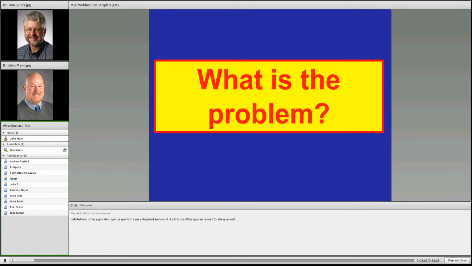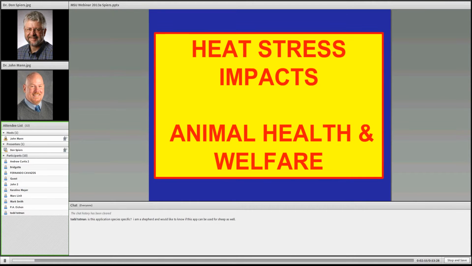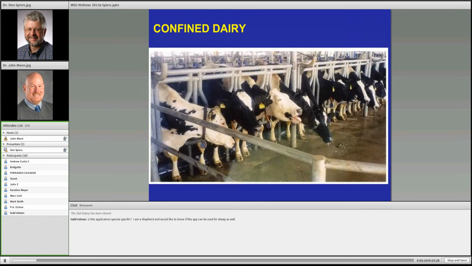So the first question is, what's the problem? What is the problem with heat stress as we know it? We know that heat stress has a major impact on almost all sorts of animals, from the standpoint of the animal's health and welfare, and how it affects the productivity and the comfort of the animal is also of much importance when trying to look at the effect of heat stress.